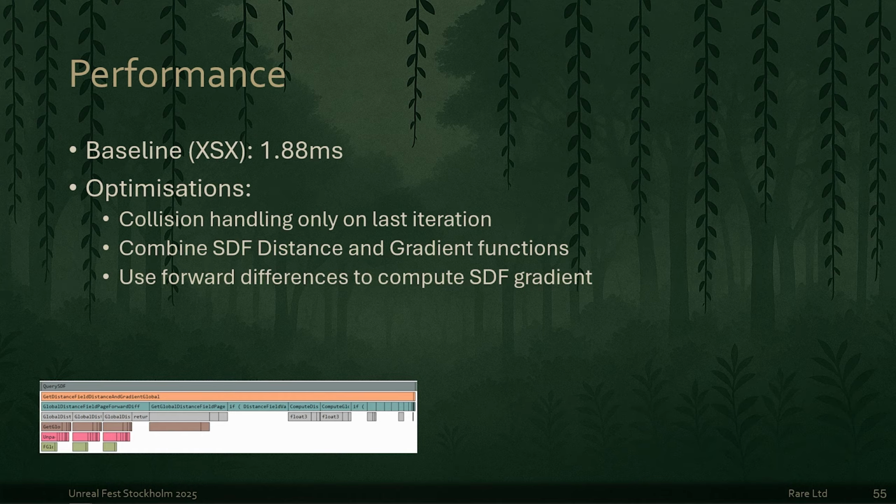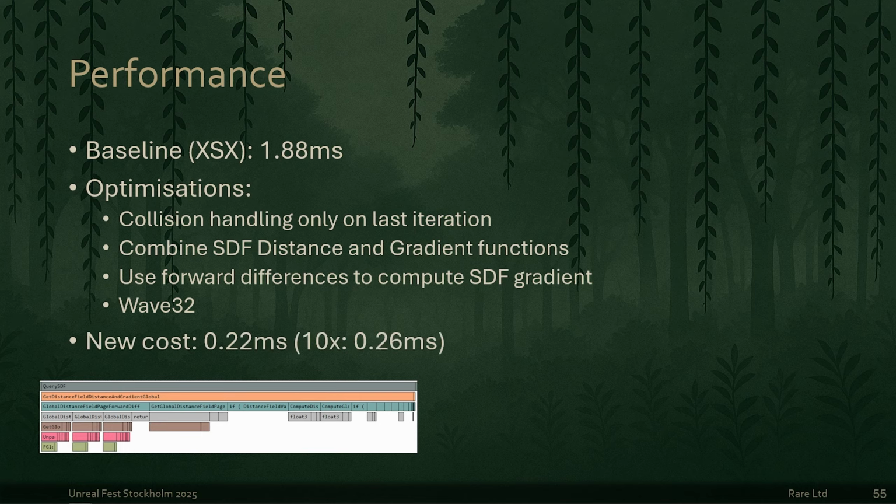Finally, we also found it acceptable for our assets to not be longer than 32 nodes per vine. So we were able to enable wave 32 on our dispatch, which increased the wave occupancy and allows us to run more instances of this effect in parallel to maximize the GPU utilization. And now the cost is 0.22 milliseconds.